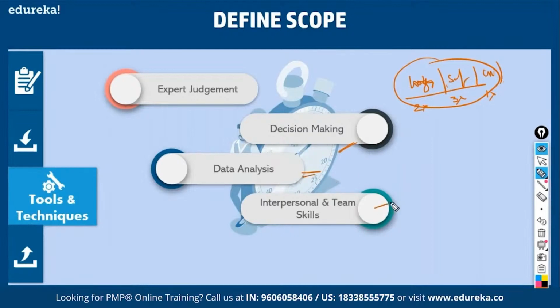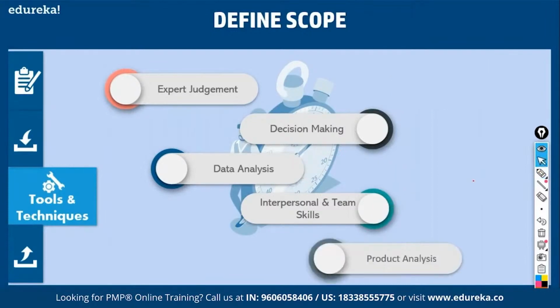Then interpersonal and team skills. A lot of times while defining scope, you'll be meeting with cross-functional experts: people from design teams, technology teams, business teams, operations teams, marketing teams. You need to make sure all of them come to an agreement on all the product-based decisions. So as a project manager, you need to have a lot of facilitation skills and soft skills.